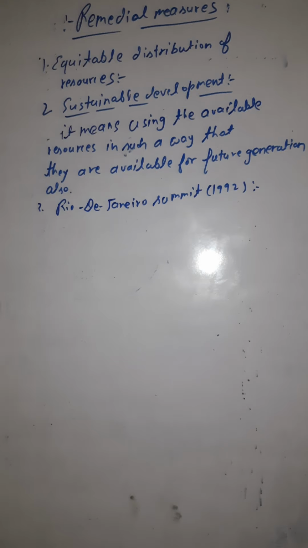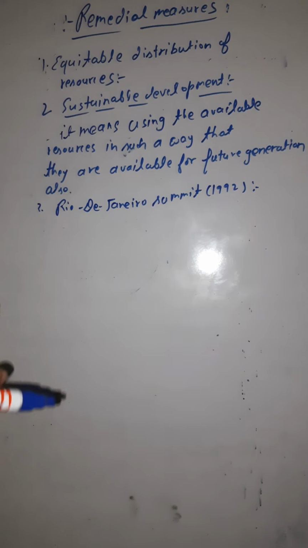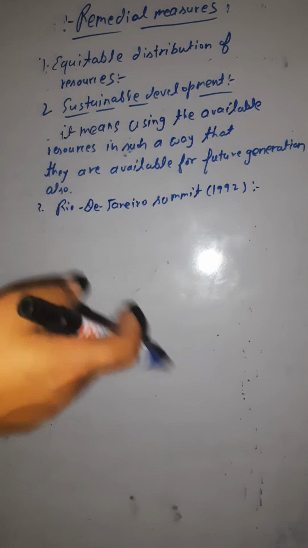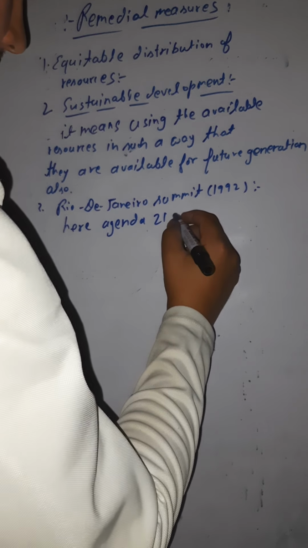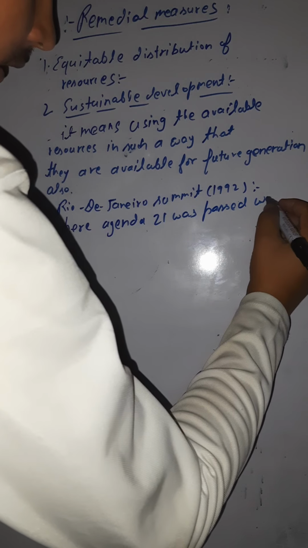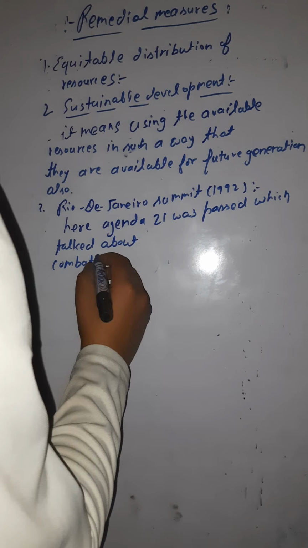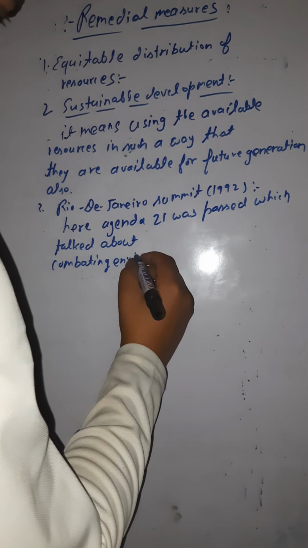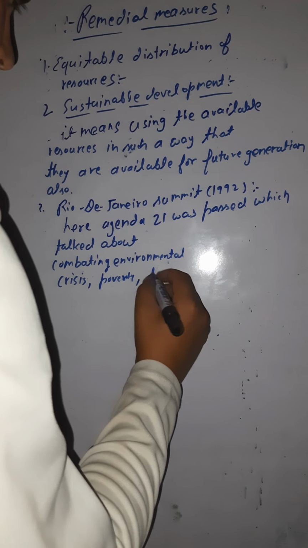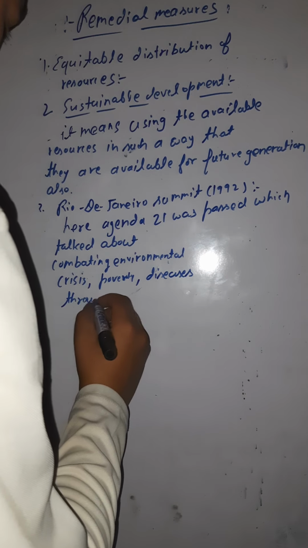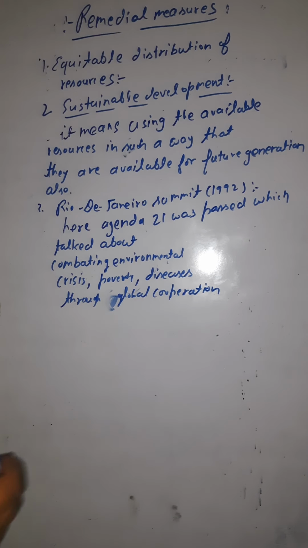So all these crises were discussed here in the Rio de Janeiro summit, and here an agenda was passed, that is agenda number 21, which talked about combating the environmental damages like poverty and diseases through global cooperation. So you can write here, agenda 21 was passed, which talked about combating environmental crisis, poverty, and the diseases through global cooperation. So these were discussed there in agenda number 21.